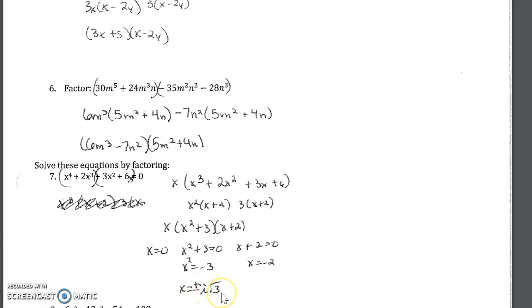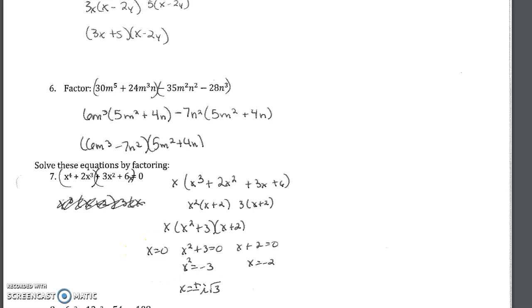So here's the question. How many answers or solutions do you have? There are 4. You have 0, positive i root 3, negative i root 3, and negative 2. Remember, does that make sense with the fact that you have an x to the 4th power? We talked about that on Monday. So if you have something to the 4th power, you should have 4 solutions, which you do.